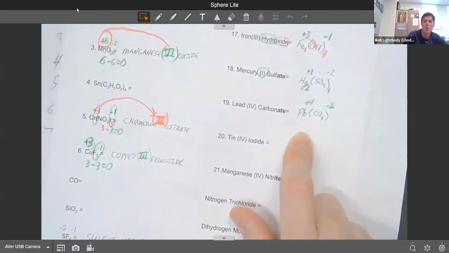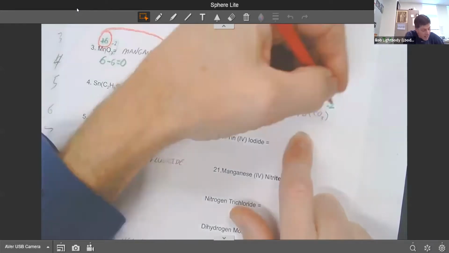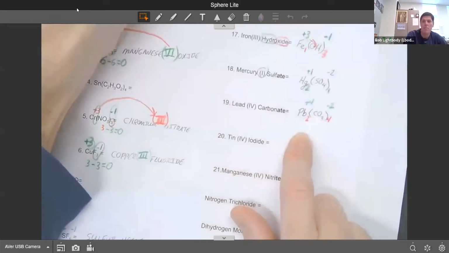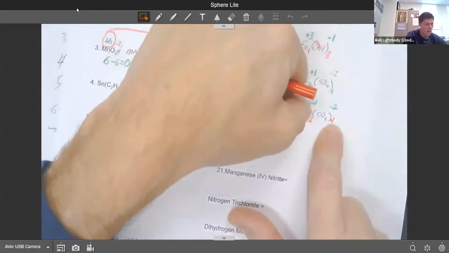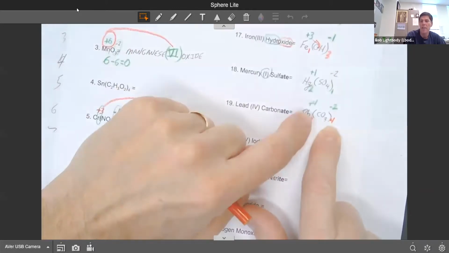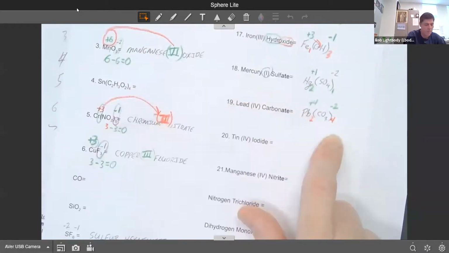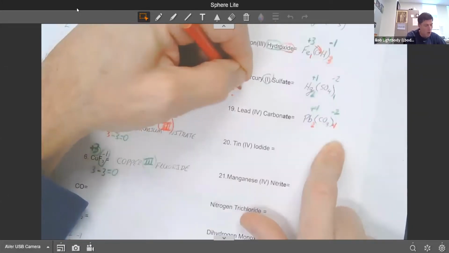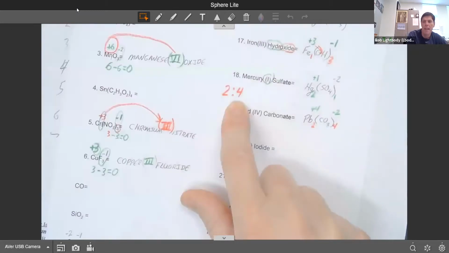Now, if you're thinking cross down, which is what we've been doing, that's a good start, except you have a problem. These numbers down here are ratios. This is saying for every 2 lead, you need 4 CO3s. If you try to give your math teacher a ratio of 2 to 4, would they be happy?